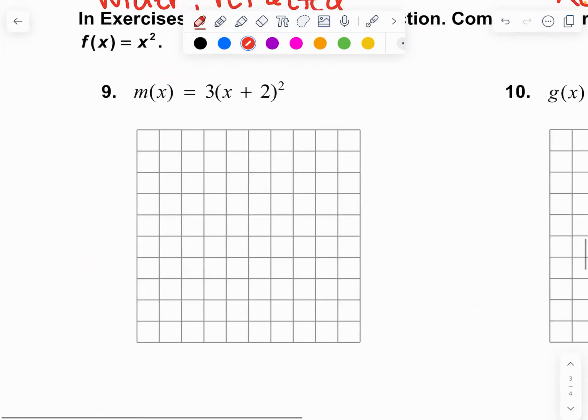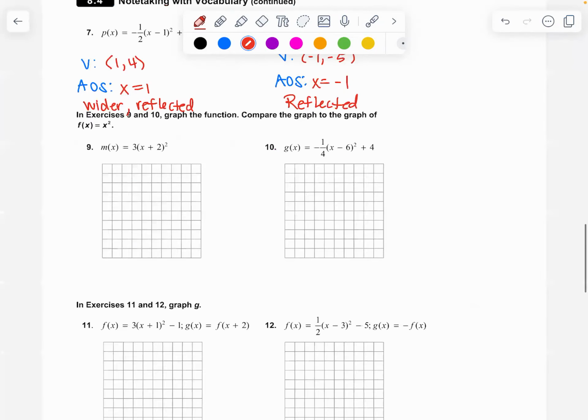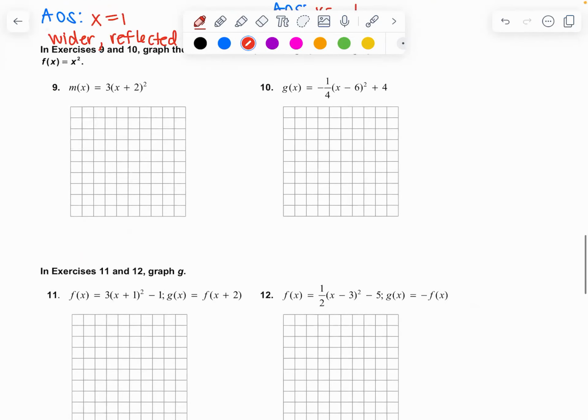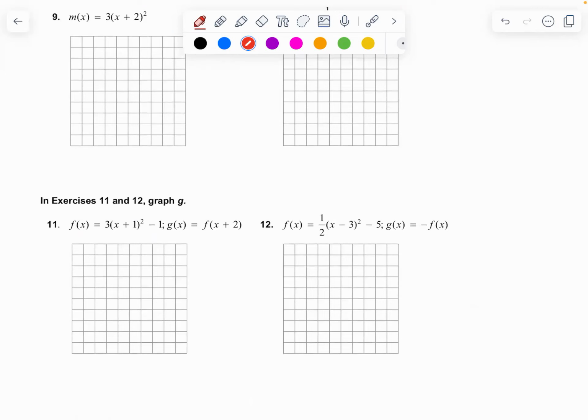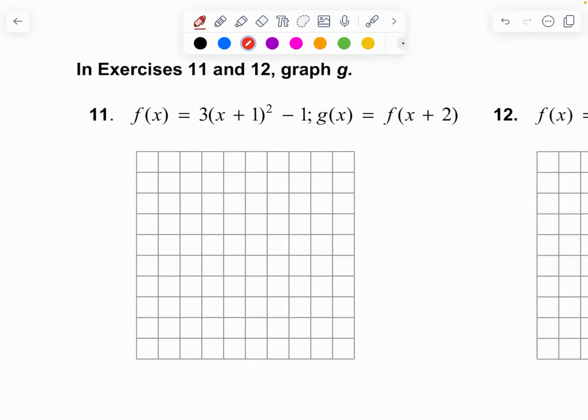Let's graph number 9. You know what? I'm going to change my mind. I want you to just come down here. We're going to just cross this guy out right here on number 11, and we're going to graph just that number 11. Okay.